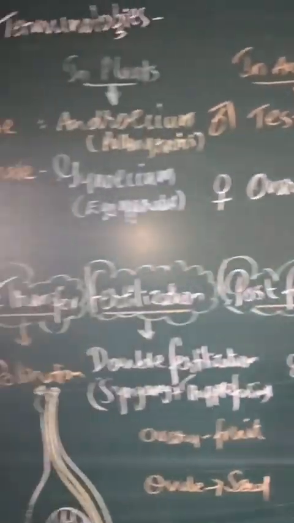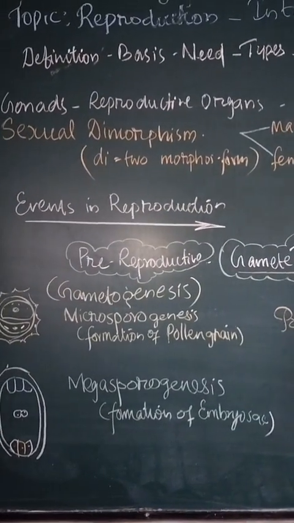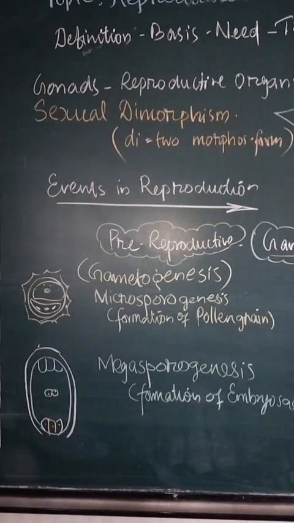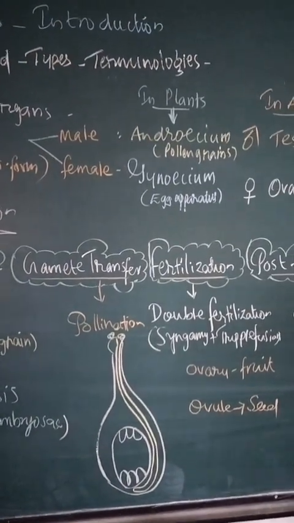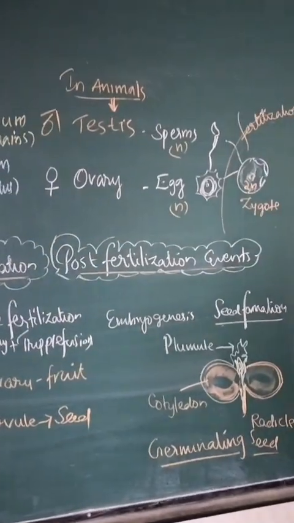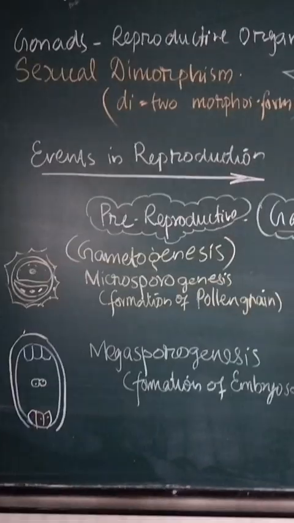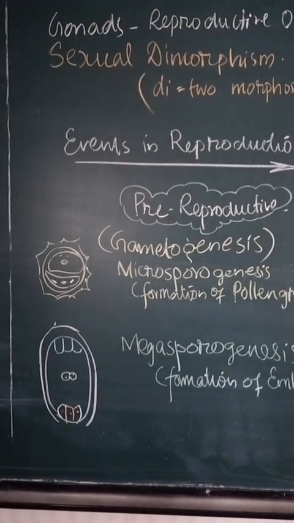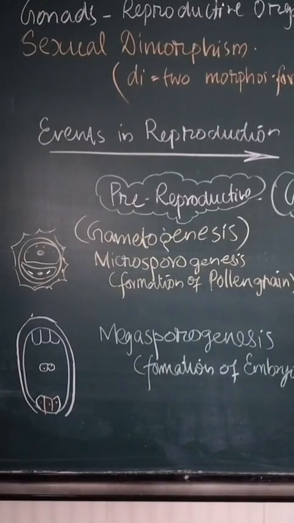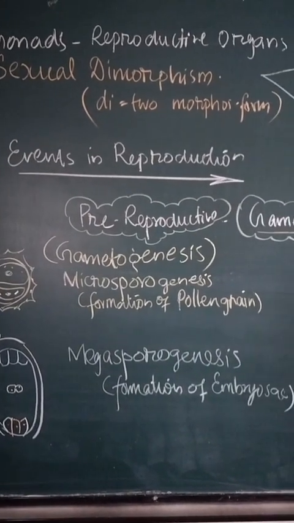We will be discussing the main events of reproduction by discussing the stages, that is pre-reproductive stages, the gamete transfer and fertilization, then the post-fertilization events in detail. We will be discussing the gametogenesis in plants, that is microsporogenesis, the formation of pollen grain, followed by megasporogenesis, the formation of embryo sac.